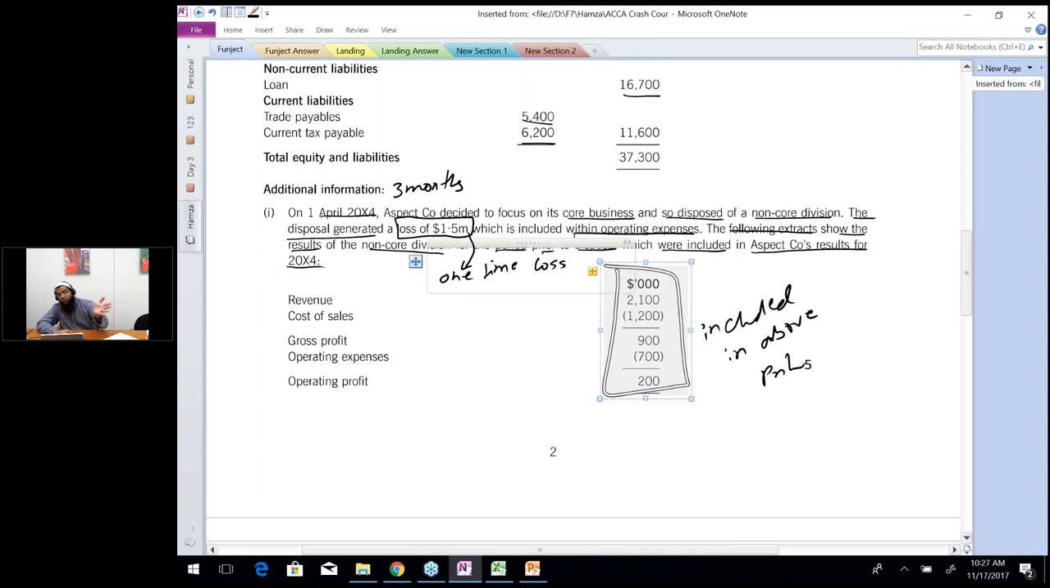So we are actually removing these, that after my acquisition, the revenue of 2,100 is not going to be there. The cost of sales of 1,200 is not going to be there. The operating expense of 700 is not going to be there after my acquisition. So what I am doing, actually, I am removing the values that will not be there after my acquisition, so that I can assess what value I can get from the Aspect company.